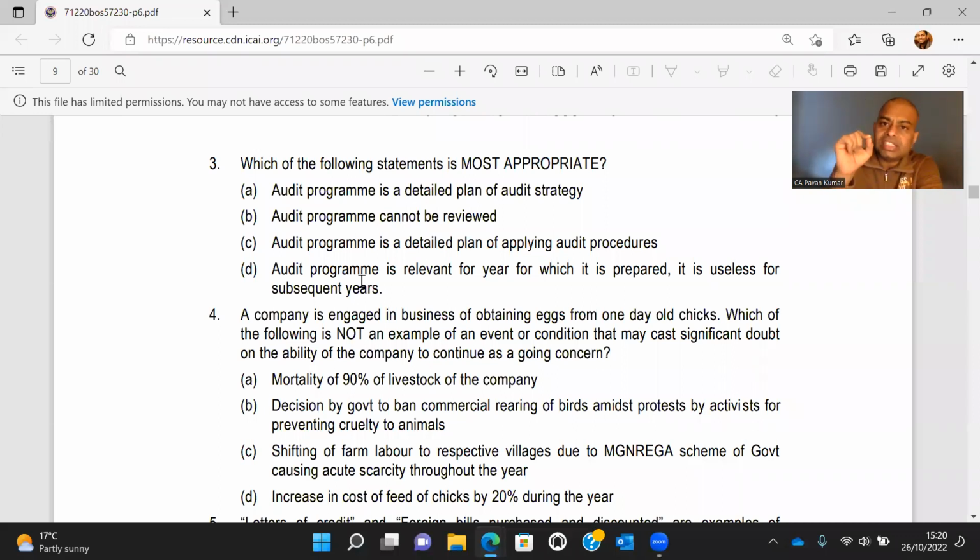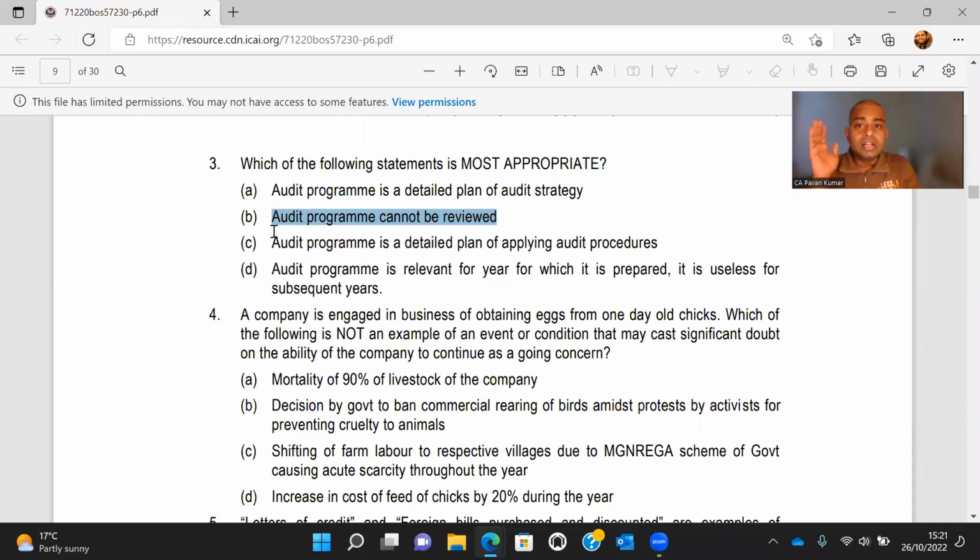Now, read carefully. In any context, some of the options can be ruled out. For example, look at B. Audit program cannot be reviewed. Who said? Audit strategy or audit plan or audit program, whatever it is, nowhere is it stated that you cannot review. Everywhere, rather, they said that it is to be reviewed. So don't you think whatever the question is, B is a ridiculous option?